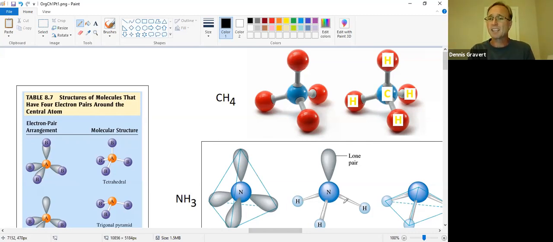And that'll satisfy the octet rule, right? 2 electrons, 2 electrons, 2 electrons, and 2 electrons. There's 8 electrons around nitrogen. Satisfies the octet rule.